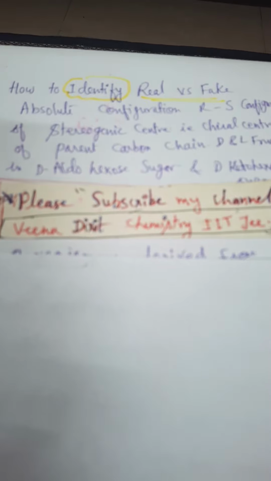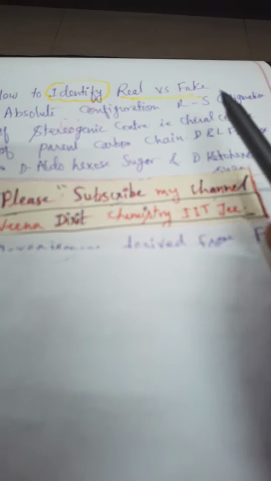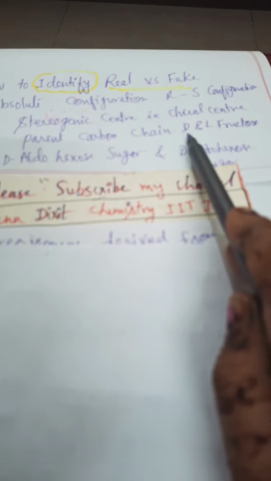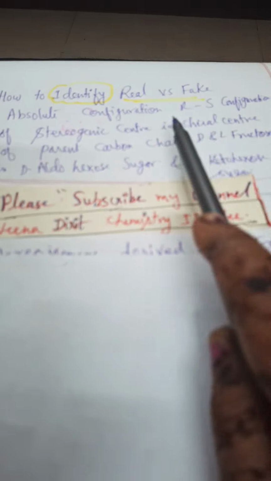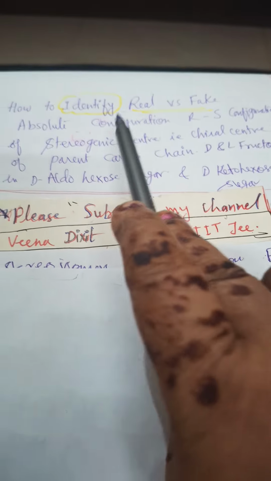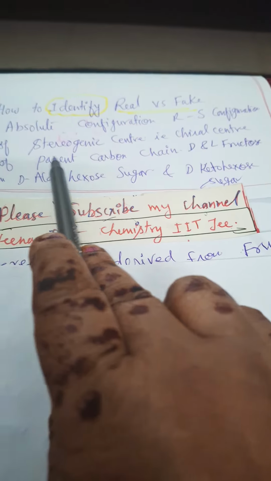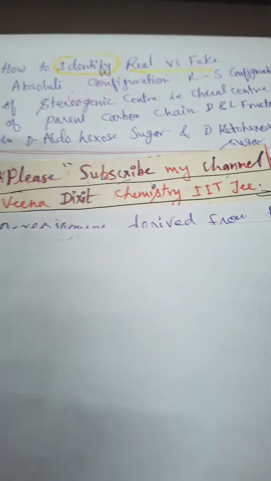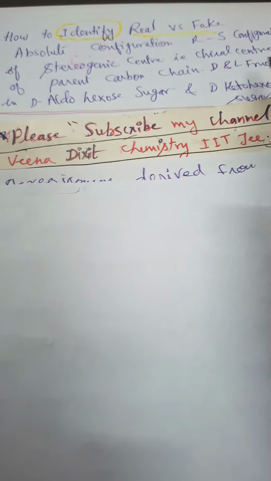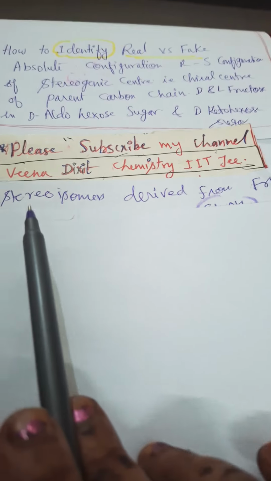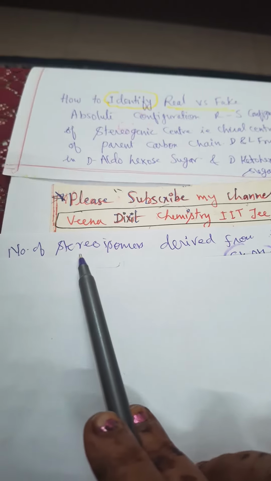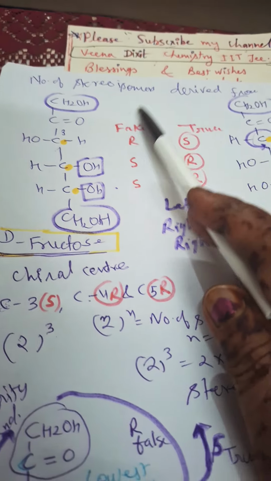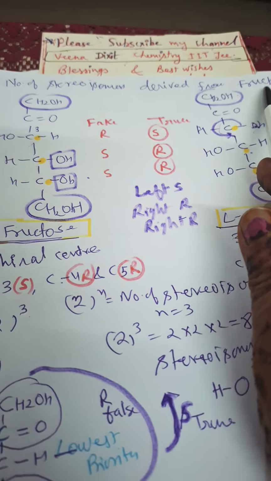Students, here we discuss how to identify real versus fake configuration, the absolute configuration in D and L fructose. Remember D and L fructose, and the absolute configuration at the stereogenic centers of glucose and fructose. We will also discuss how many stereoisomers can be derived from fructose. So first, we discuss the number of stereoisomers derived from fructose.